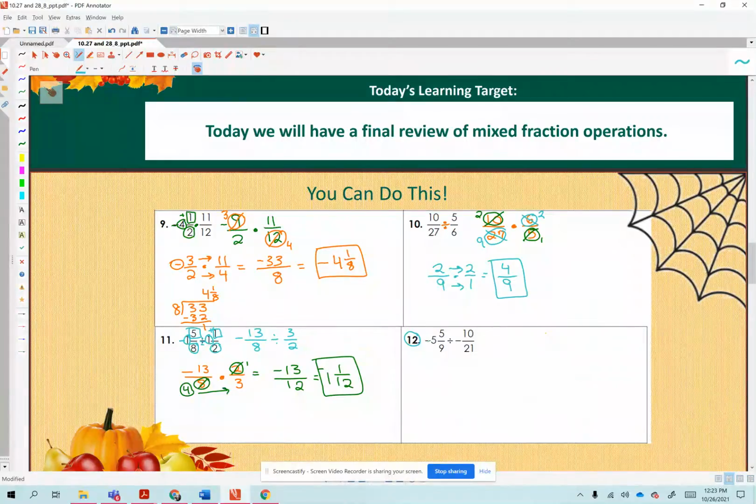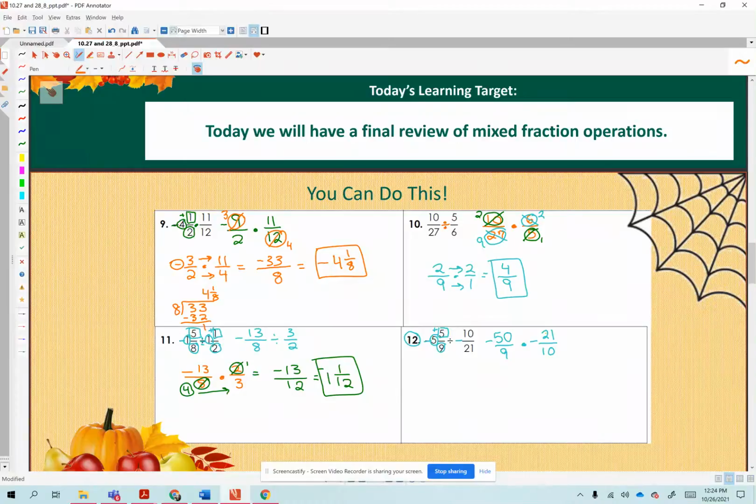We are dividing a negative by a negative. So our answer will be positive. First, we have to rewrite these mixed numbers as improper fractions. 9 times 5 is 45, plus the 5 in the numerator makes 50 over 9, and that's a negative number. And we're going to change the division to multiplication, and we're multiplying by negative, keep the negative, and we invert that fraction to 21 over 10.